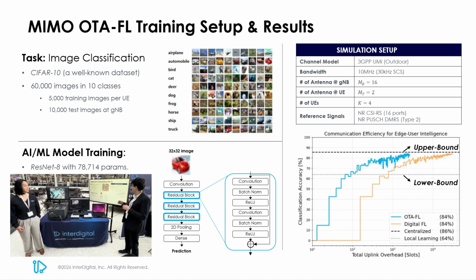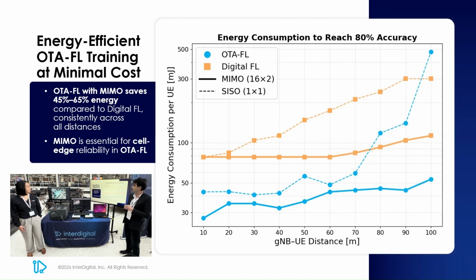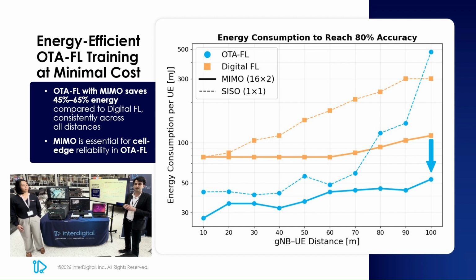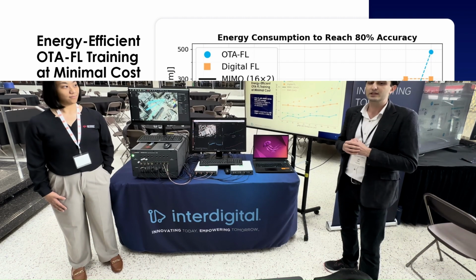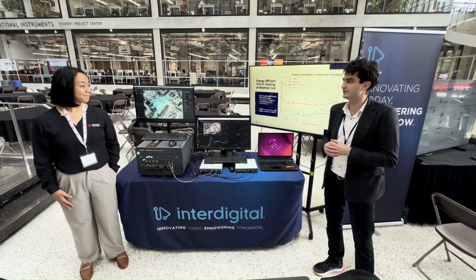We observe that over-the-air federated learning can achieve higher accuracy, and it has low overhead compared to conventional digital federated learning. We also look at the energy efficiency aspect, and we can see that we can improve the energy efficiency by around 50% at minimal cost, and it can enable OTA-FL to perform in challenging conditions on the cell edge. Now I can hand it to Irene for the hardware and the live demo setup.